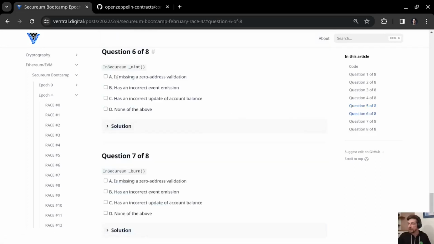So is it missing a zero address check validation? Yes. Does it have an incorrect event emission? No. Does it have an incorrect update of account balance? Yes. So A and C are correct for question 6, and that was questions 5 and 6.